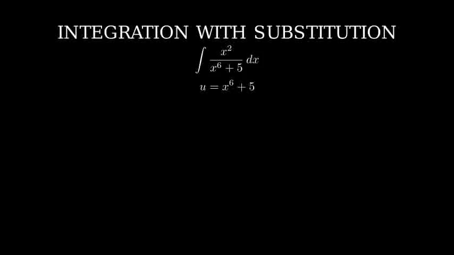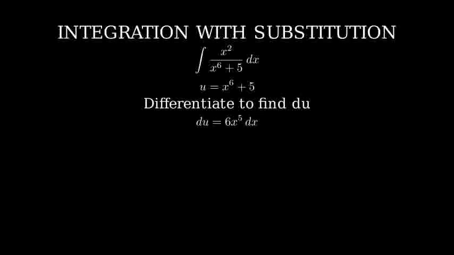When performing substitution, we need to replace every x with u in the integral. To start, we'll convert dx to du. We do this by differentiating our u substitution. The derivative of x to the sixth plus 5 with respect to x is 6x to the fifth. Next, we solve for dx. We rearrange as 1/6 x to the fifth du equals dx.